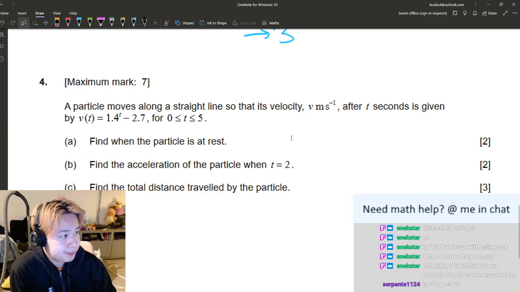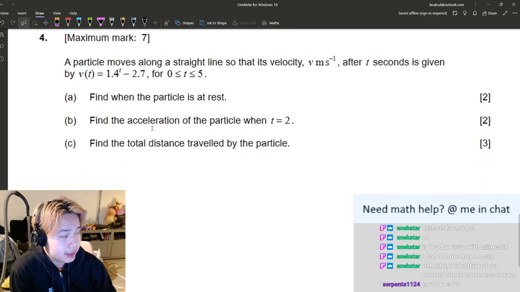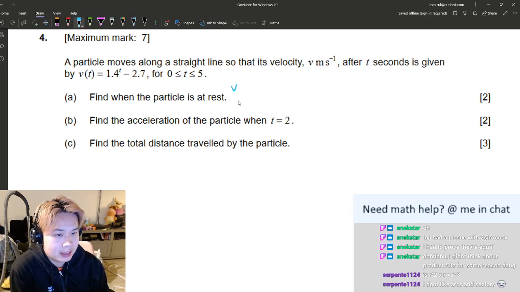Okay, let's see. We have a classic kinematics problem. So I have my velocity here, given by some function, between 0 and 5 seconds. And then we need to find out when the particle is at rest. So being at rest means that the velocity is 0 here.